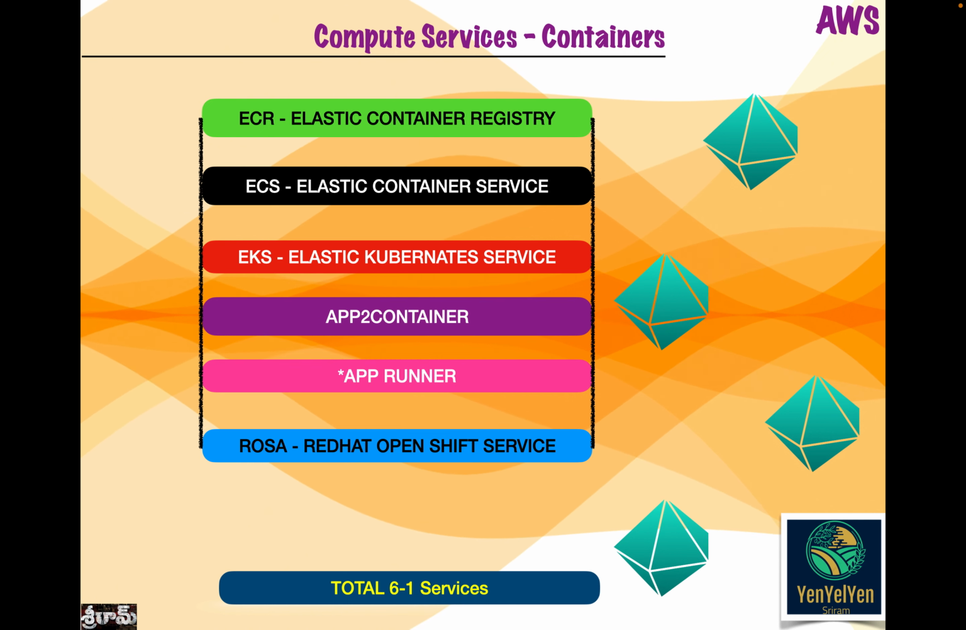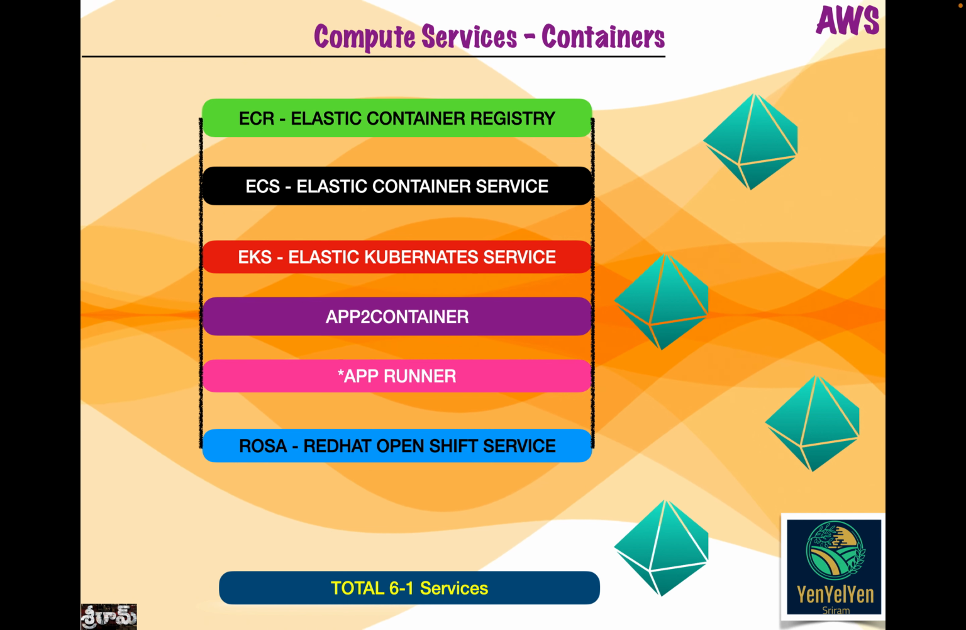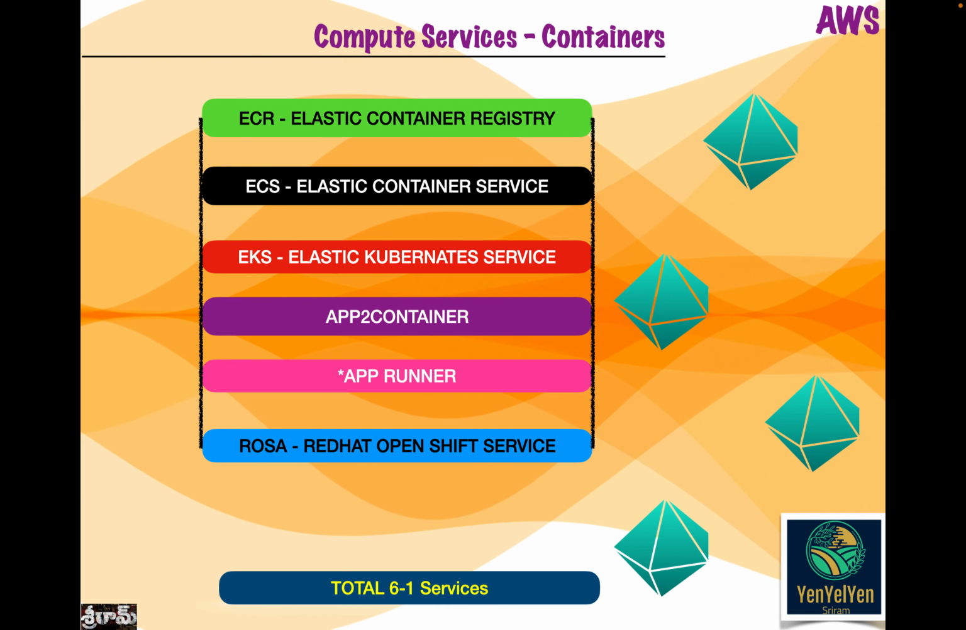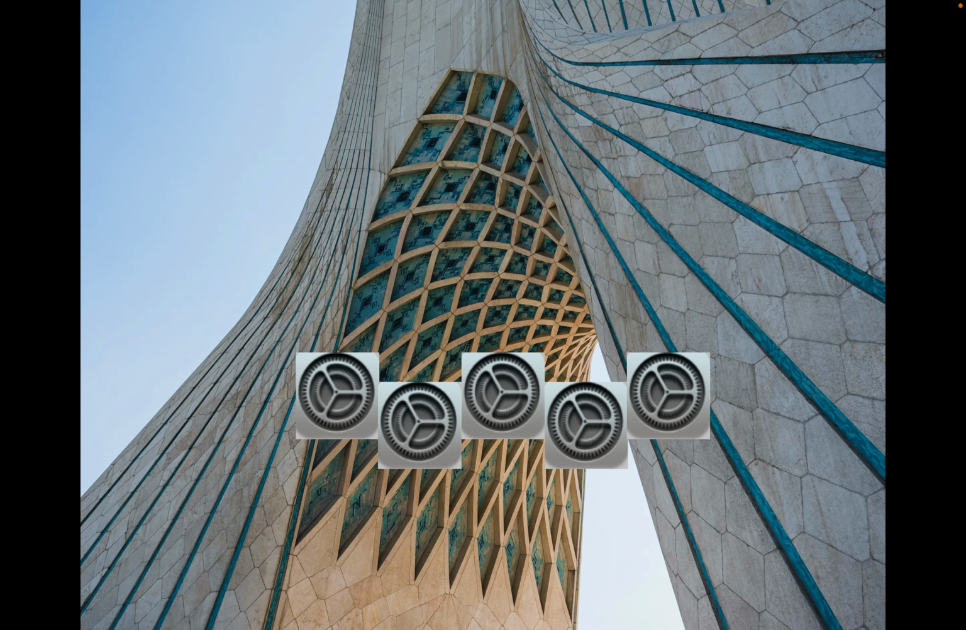App Runner is in both compute services as well as container. So that's why it is 6 minus 1, 5 services only. 13 compute services and 5 container services. Let us get into each and every service and try to understand the basics.